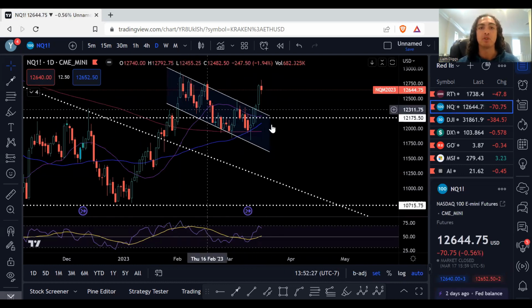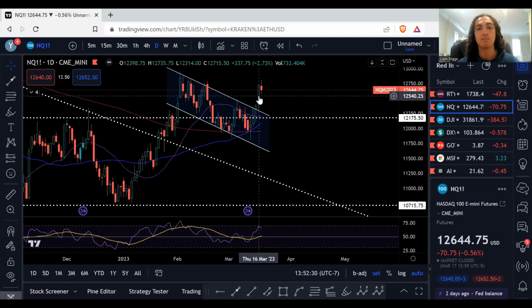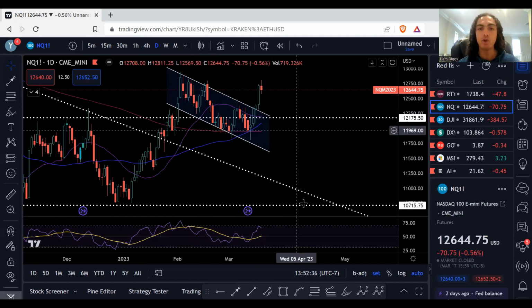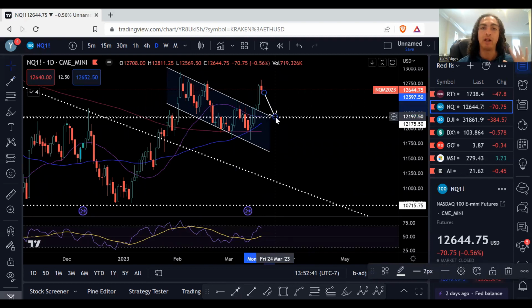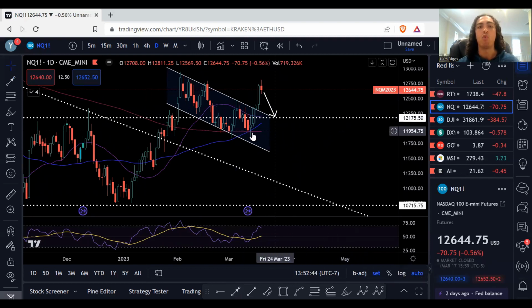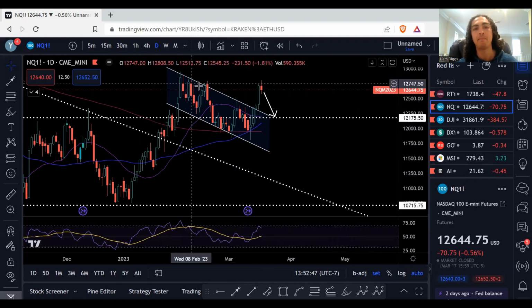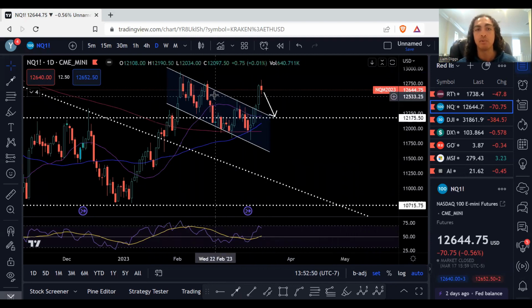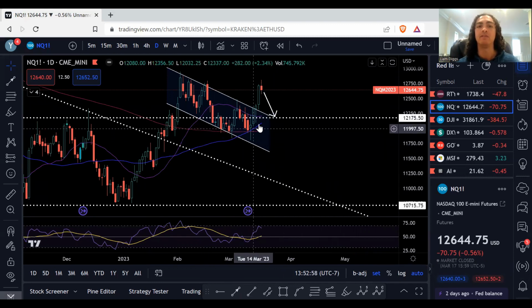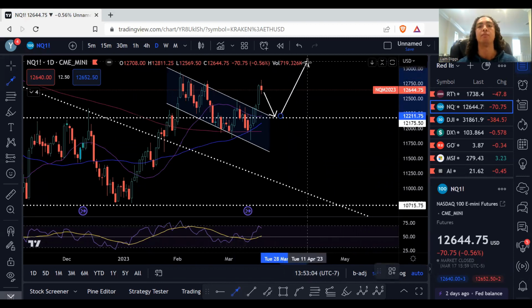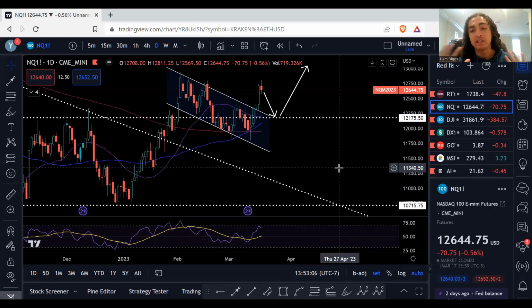NASDAQ did break out of this downward sloping channel. We did get a very nice break on Thursday the 16th, and then a small red day to close. So what I would like to see is price action move back down to about this 12,180 level. We have our support line here that also happens to coincide with the upper end of this downward sloping channel. So I'd like to see a retest, some support step in here. Maybe we get a lift on the 50-day moving average as well. And then after that, I'd like to see a much, much larger move up. That's what I'm looking at.